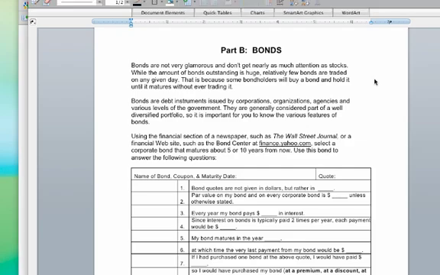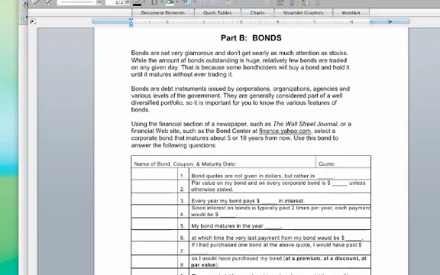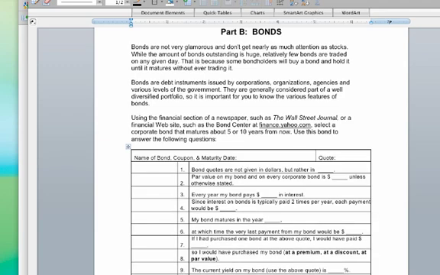Okay, let's move on to part B on bonds. Name of bond, coupon, and maturity date. Okay, that's right here. So we need to find the name of bond, coupon, and maturity date, and the quote of a bond.